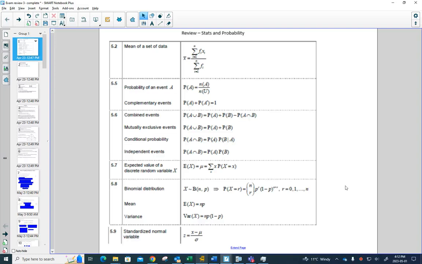Probability. So there's a bunch of your formulas.